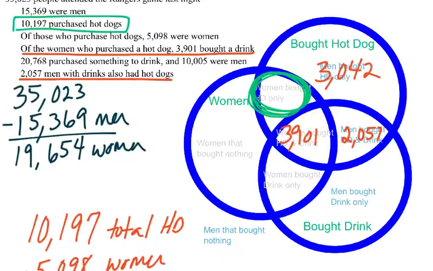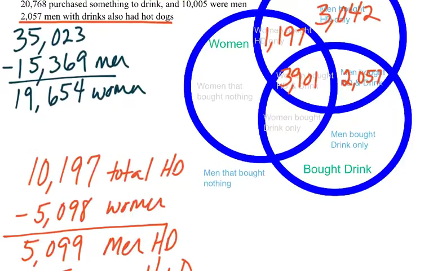And all the total hot dogs is 10,197. So I should be able to subtract 3,042, 3,901, and 2,057 from 10,197 to get my last hot dog circle or section. When we do that, we get 1,197.